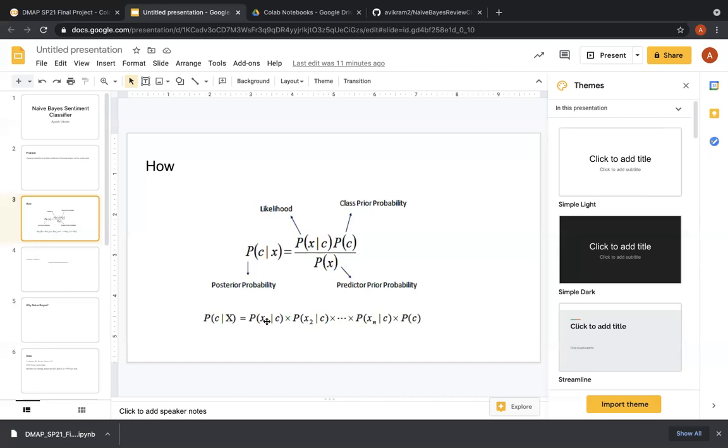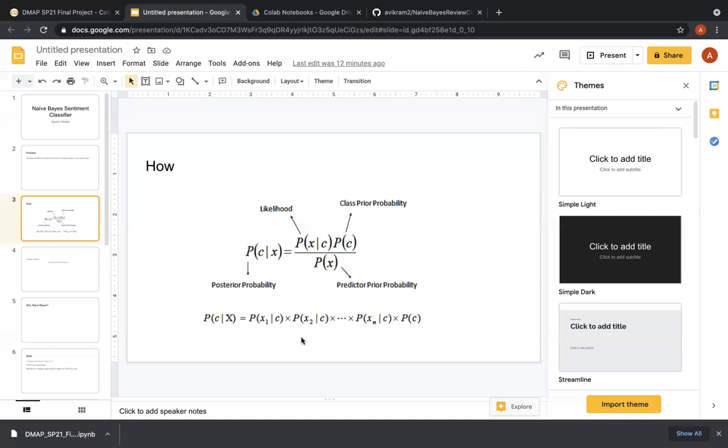So the conditional independence assumption means that we assume that every word in the review is conditionally independent of each other given the class. Okay, so this assumption of conditional independence basically means that the calculation of the likelihood probabilities is now just a product. You multiply these smaller likelihood probabilities, right? P of x1 given c times P of x2 given c all the way to P of xn given c.